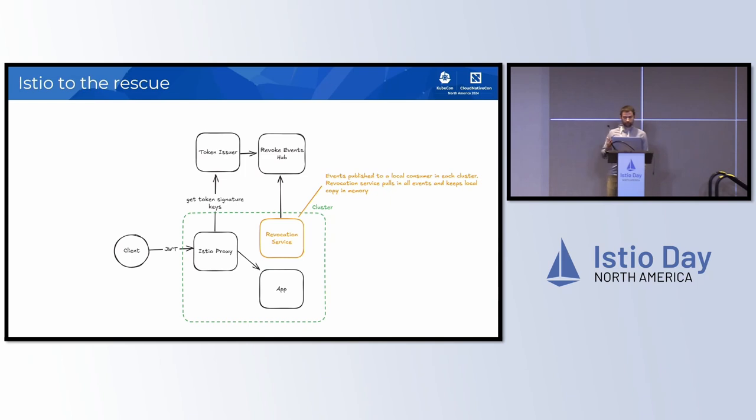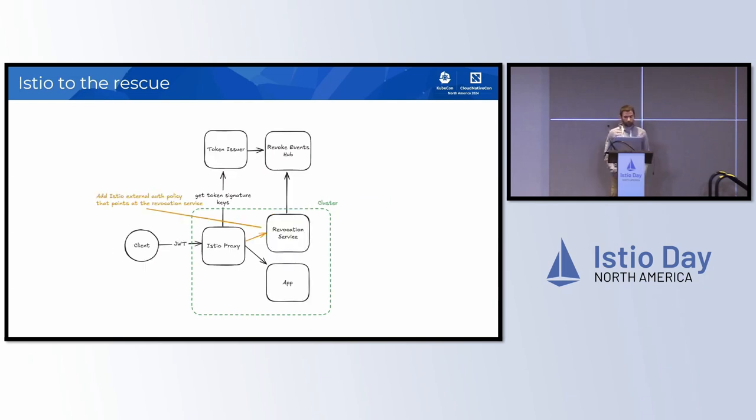It'd be like a pub sub model, a fan out, event streaming, pick your flavor of whatever platform you're wanting to run for that. But eventually you would get those events into the memory of the revocation service so that it's local to the cluster, readily available to understand if there's some kind of event that might change the access level of an instance of an app. So then lastly, we add an authorization policy, an external authorization policy more specifically, to your Istio proxy.